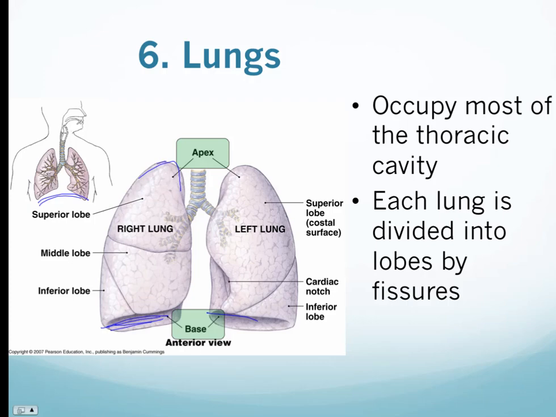Also, looking at the size of our lungs collectively, they comprise the majority of our thoracic cavity. But if we look at each lung individually, they are very different anatomically from each other. Our right lung is comprised of 3 different lobes. We have the superior lobe, the middle lobe, and then the inferior lobe. And to separate each of these lobes, we have fissures. Here we have the horizontal fissure. Here we have the oblique fissure.